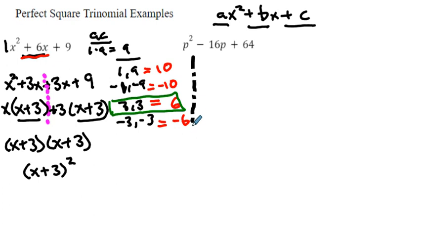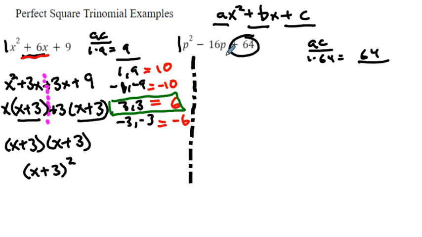All right, so let's do this. Okay, so same deal here. My A is 1 and my C is 64. So AC gives me 1 times 64, which is 64. And now factors of 64 that, when added together, are going to give me a negative 16.